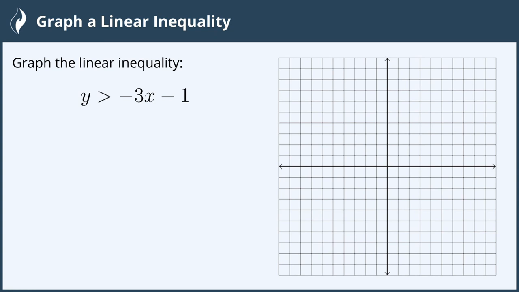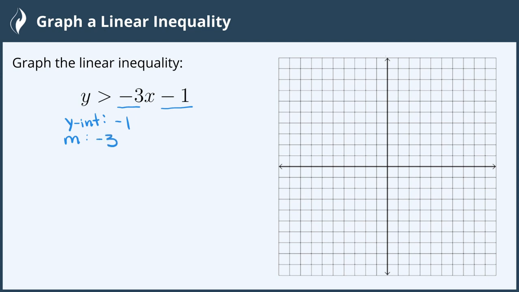The first thing we need to find is the y-intercept and the slope so that we can graph the boundary line for the inequality. The y-intercept is the second portion without the x, so it's negative 1, and the slope is the number in front of the x, which is negative 3.